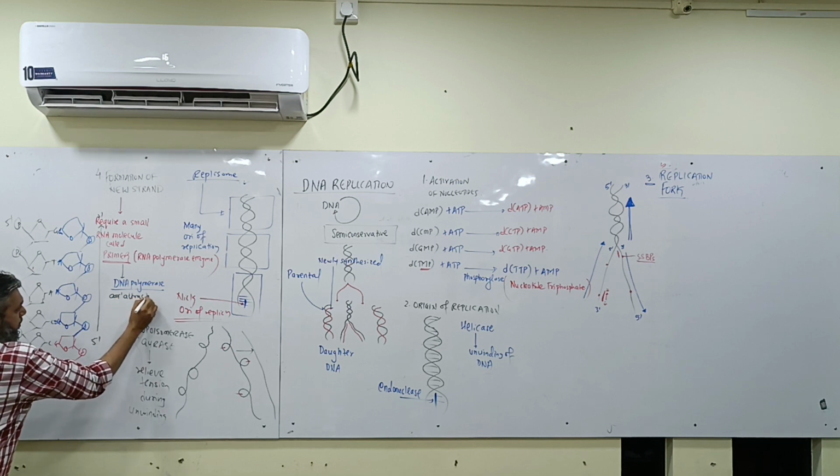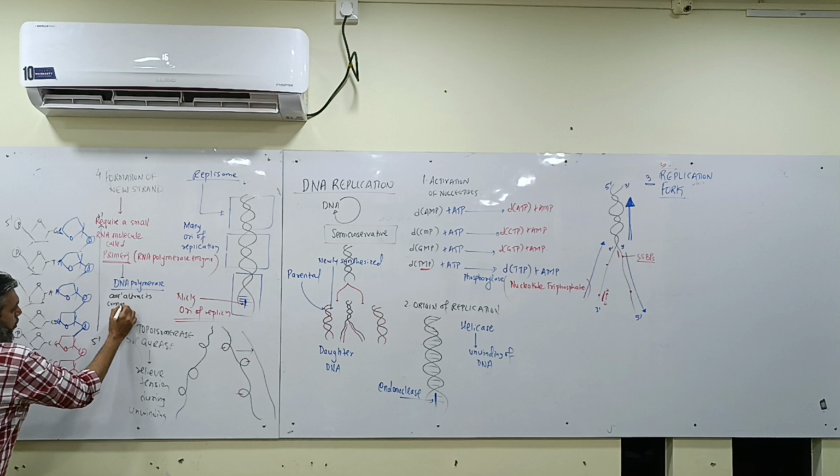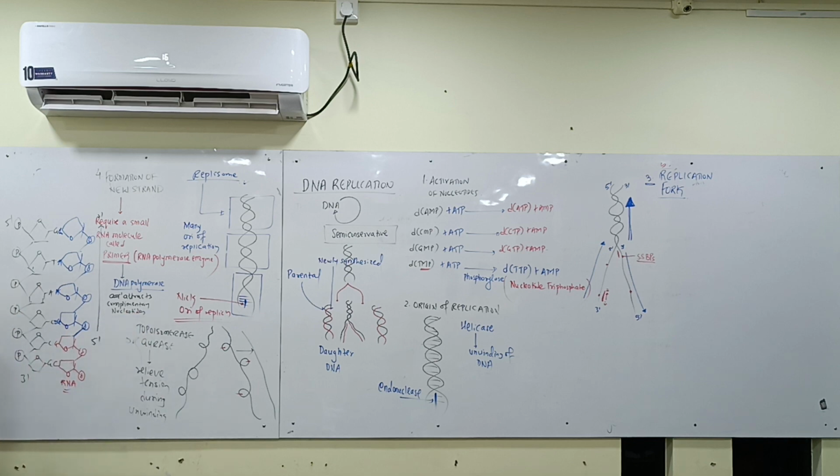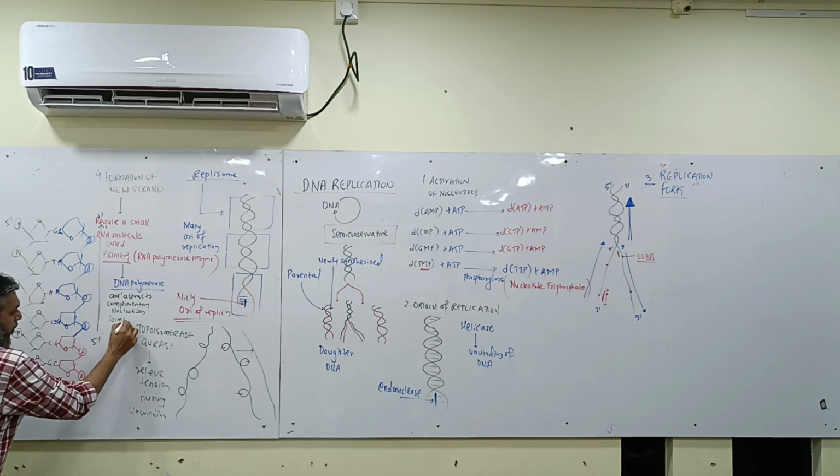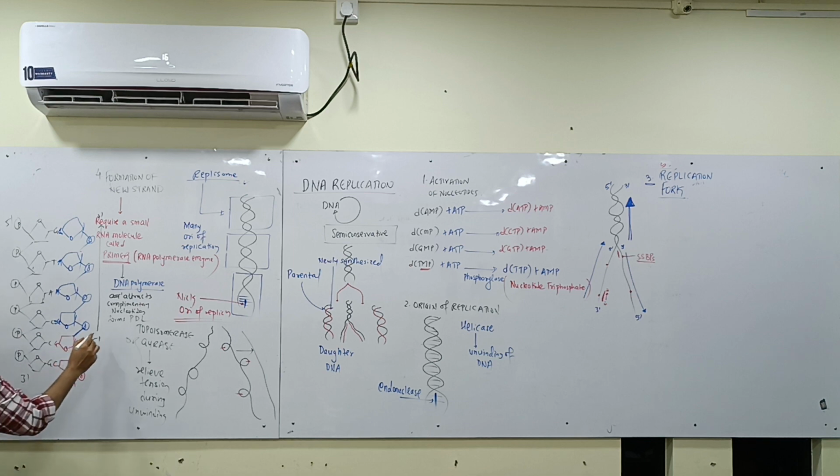What does it attract? It attracts complementary nucleotides and forms what? Phosphodiester linkages. PDL लिख दिया मैंने, आप लिख देना phosphodiester linkages. फिर क्या होगा ये बच्चों?